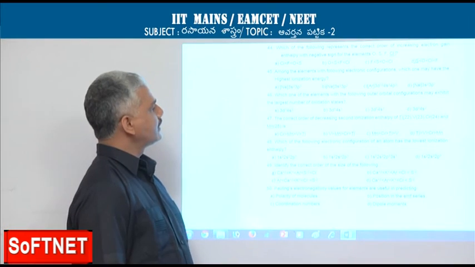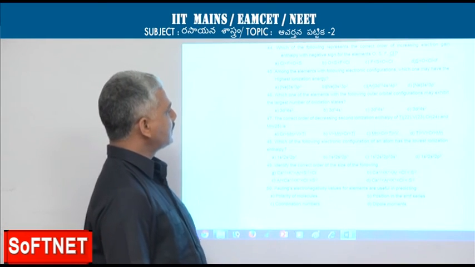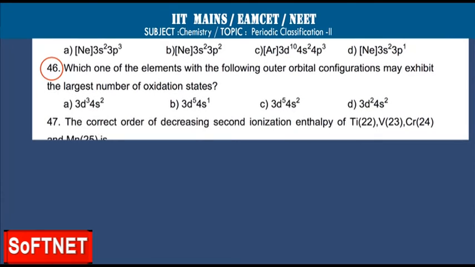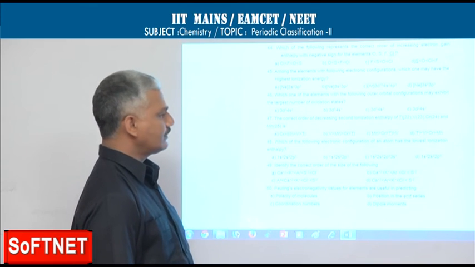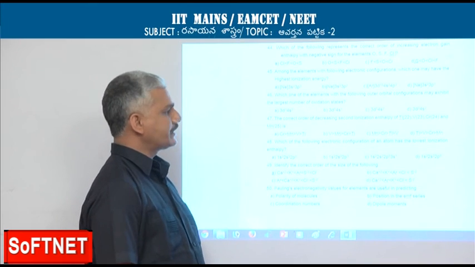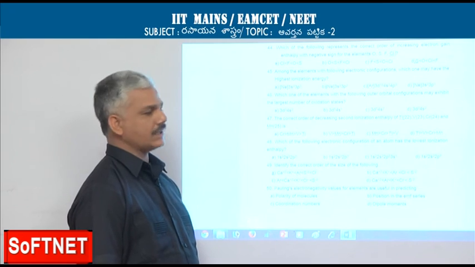Next question, which one of the following elements with outer orbital configurations may exhibit the largest number of oxidation states? Given options are A. 3d3 4s2, B. 3d5 4s1, C. 3d5 4s2, D. 3d2 4s2. So, here the given options are the electronic configurations of d block elements.